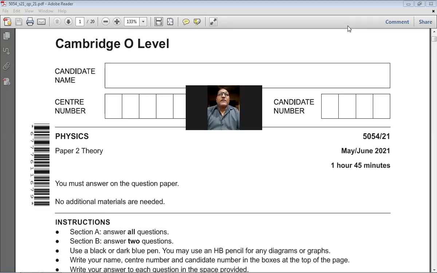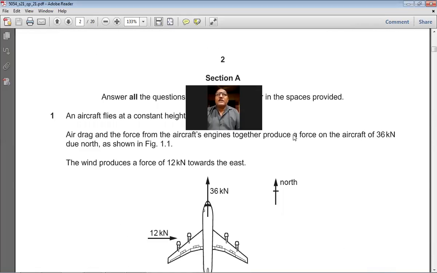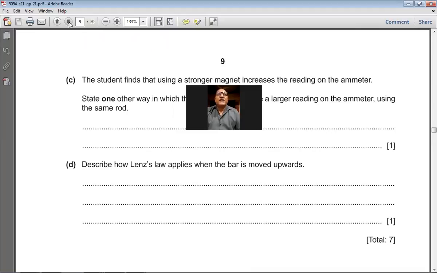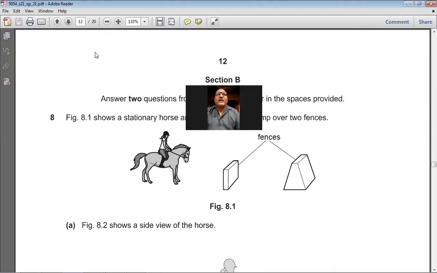Section A of this paper we have already solved, and that has been uploaded to my YouTube channel. If you go to my channel, the name of the playlist is the preparation for Physics 5054. There you will find this playlist where we have zone 2 papers, and you can find that paper. So let's start today's paper. We are going to attempt Section B of this paper. Section B starts from question number 8, and here we go.